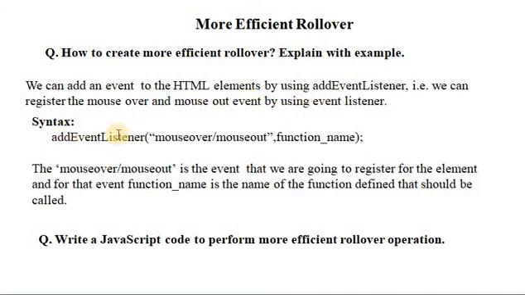The syntax for addEventListener is: in the parentheses pass the mouseover and mouseout and the function name. Here mouseover and mouseout are the events that we are going to register for the element, and the function name is the name of the function defined that should be called. By using this we get the efficient rollover, and the images can be stored in an array and the required images are displayed when the web page is loaded.